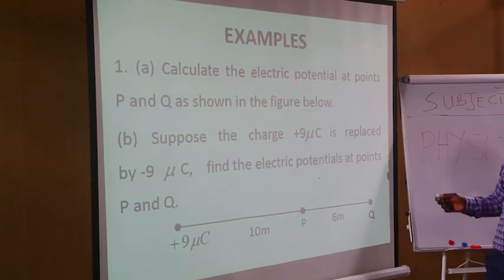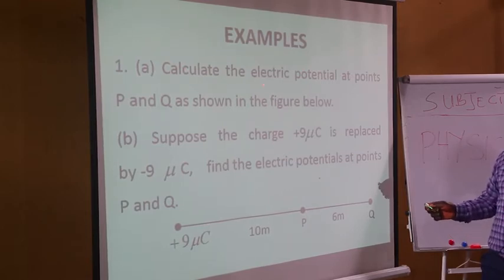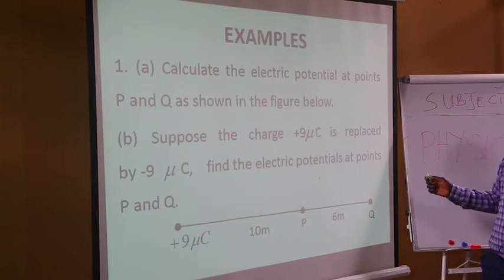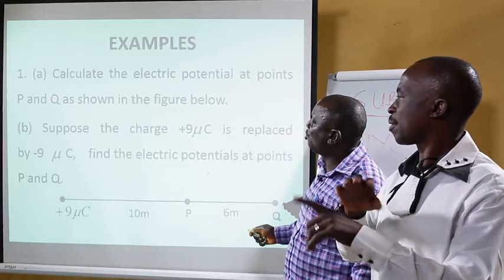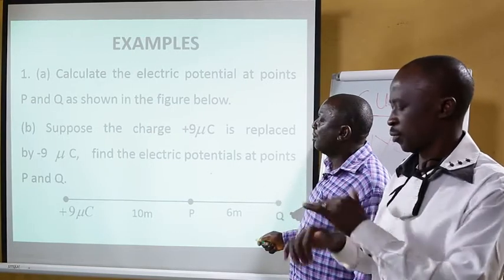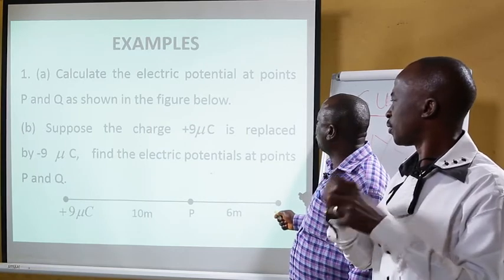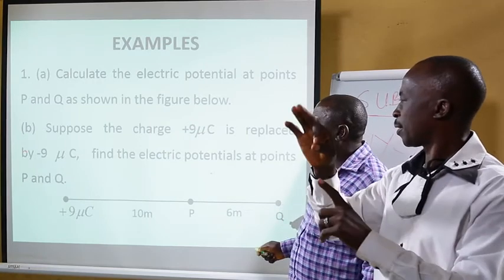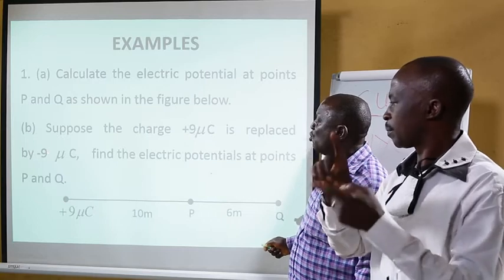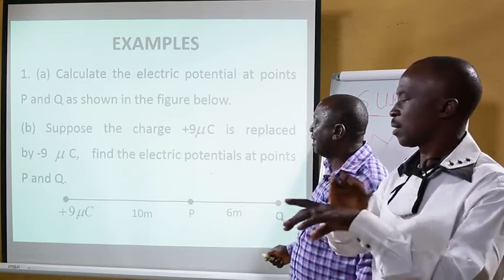Now, examples. Let's see how we can apply these equations in solving problems. Example 1A. Calculate the electric potential at points P and Q as shown in the figure below. B. Suppose the charge plus 9 microcoulomb is replaced by minus 9 microcoulomb. Find the electric potential at points P and Q.